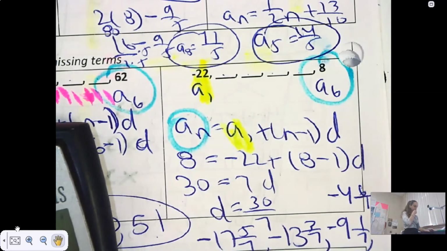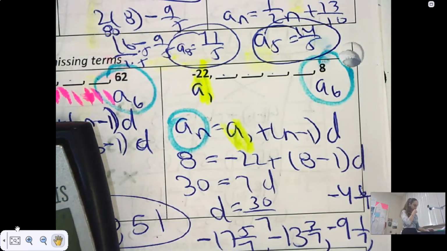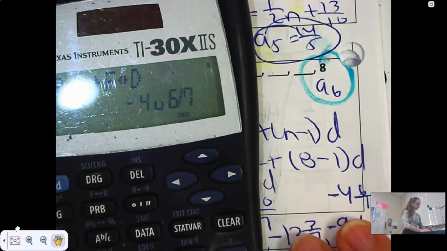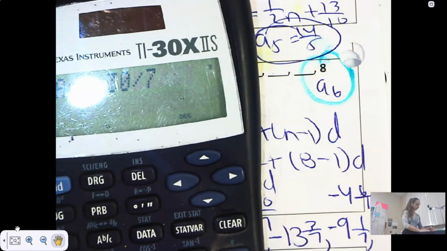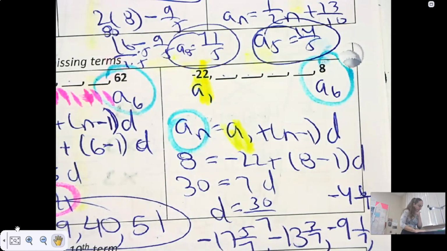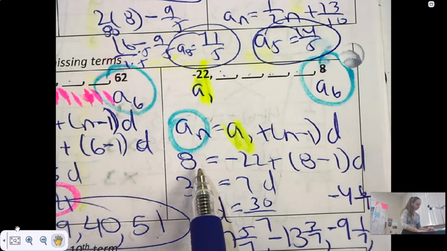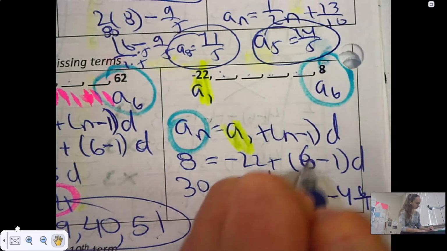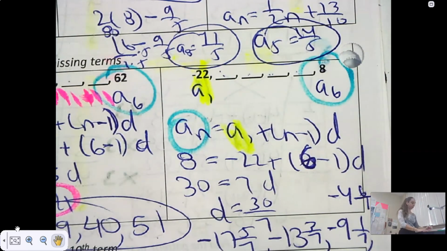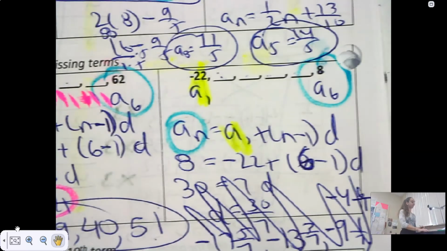I feel like something's wrong here. Uh-oh. Yep, okay, I made a mistake somewhere. What did I do? 2, 3, 4, 5, 6. Oh, I put in 8 right here. That should be a 6. Oh, man, hot mess. Okay.